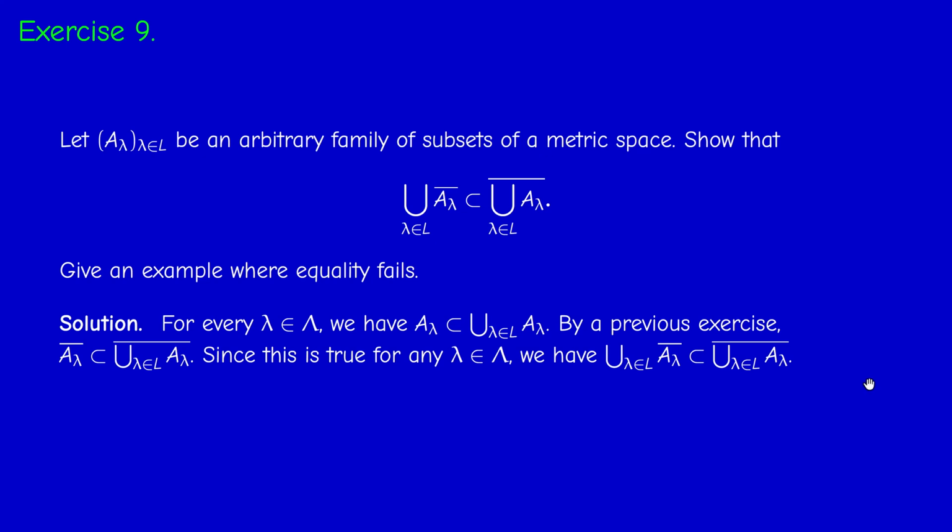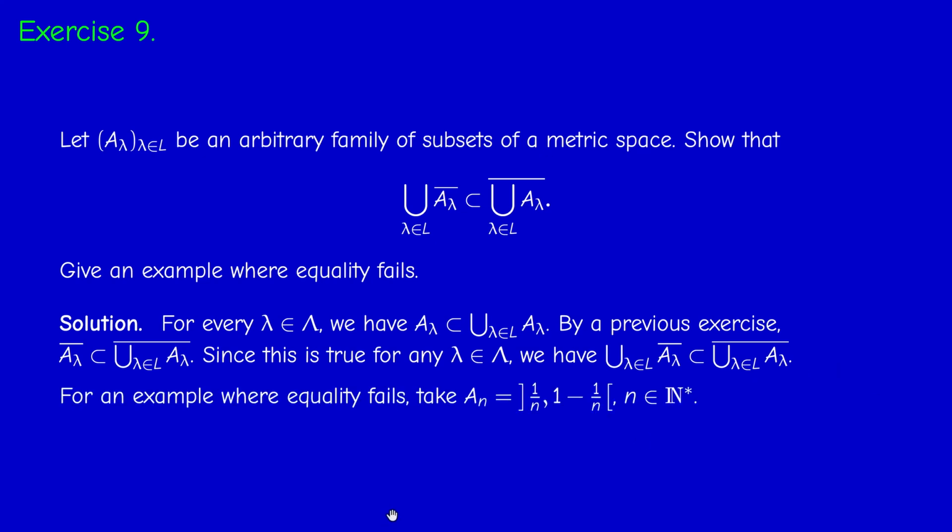So straightforward. Now for a counterexample, just take L equal the set N star, the set of positive integers, and take the interval A n to be the open interval (1/n, 1 - 1/n), and see what happens. What's A n bar? It is the closed interval [1/n, 1 - 1/n]. And you probably know that the union of all these closed sets is the open interval (0, 1), whereas the closure of the union is the closed interval [0, 1].